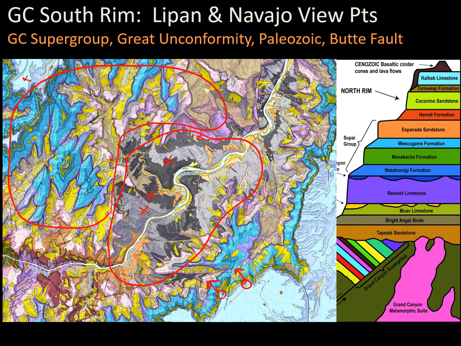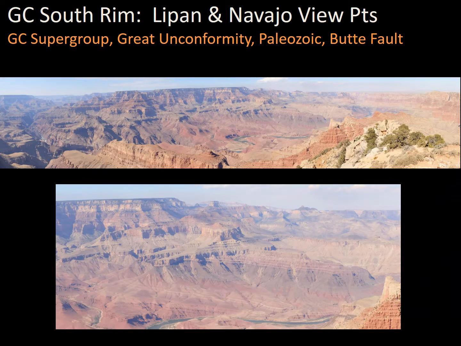So in terms of the cross-section off to the right, we're going to be seeing roughly the middle to uppermost part of the Proterozoic sequence of the Grand Canyon Supergroup, and then we'll be seeing the Great Unconformity, especially as it's an angular unconformity, as you can see here, and then up through the top of the Paleozoic sequence. The panorama here from left to right covers about 150 degrees in terms of view.